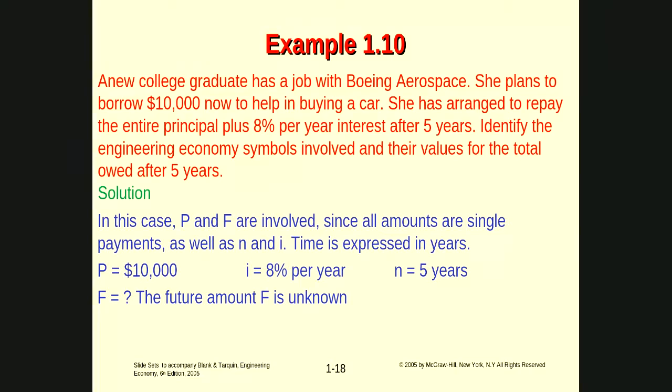Okay. Now going back to this example, when it says to borrow 10,000 now, that means this $10,000 is for the present, it's for now, and the 8% is the i, which is the interest rate, and the 5 years is the number of years, which is n. The missing information, or what needs to be found, is the total value after 5 years, which is the future value, meaning something in the future after 5 years. Okay, let's see an example.